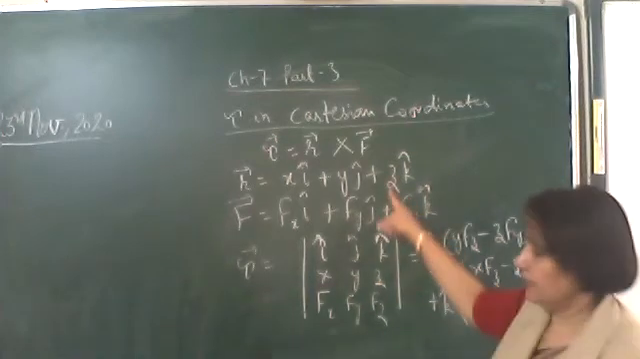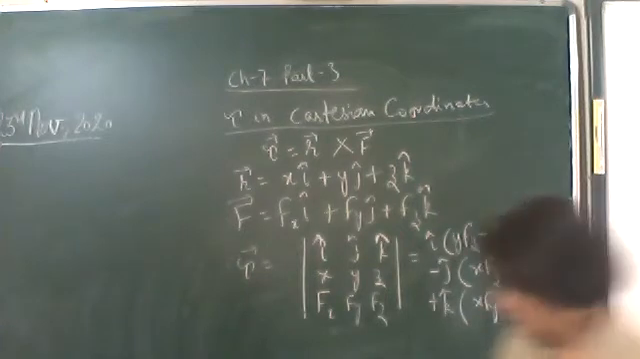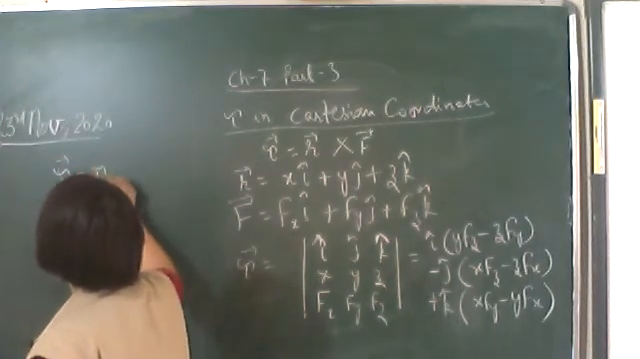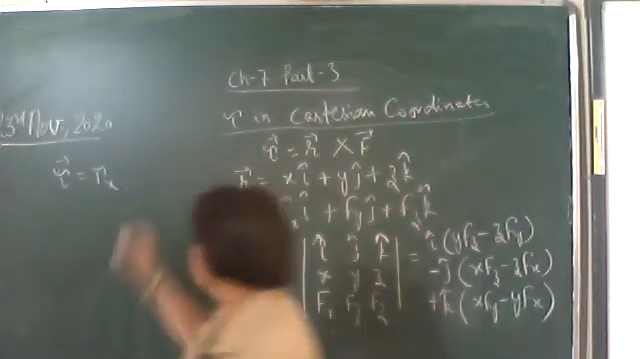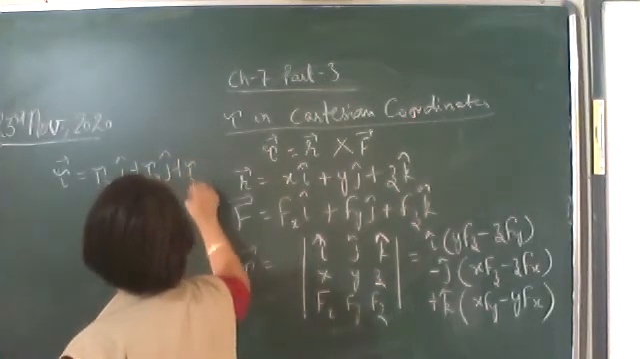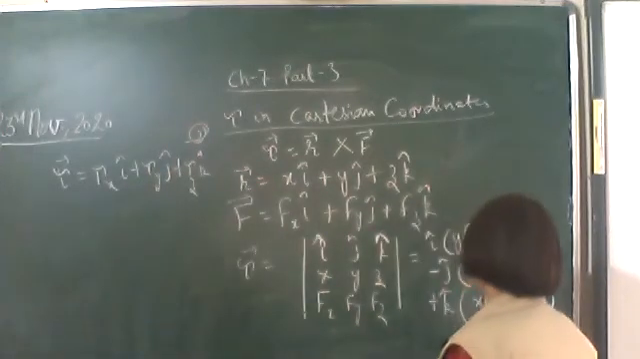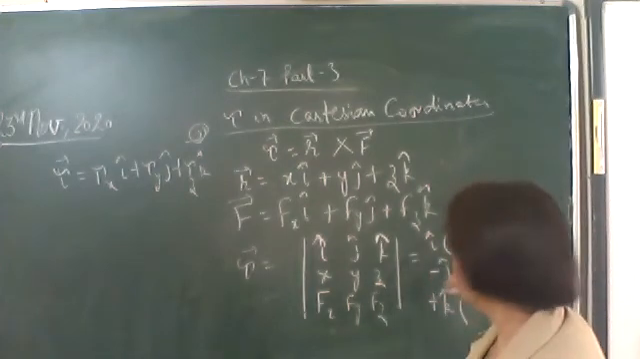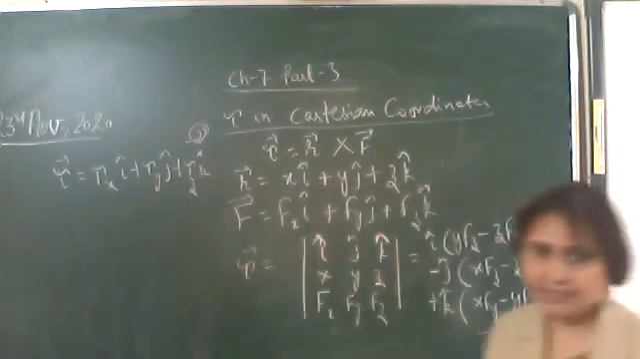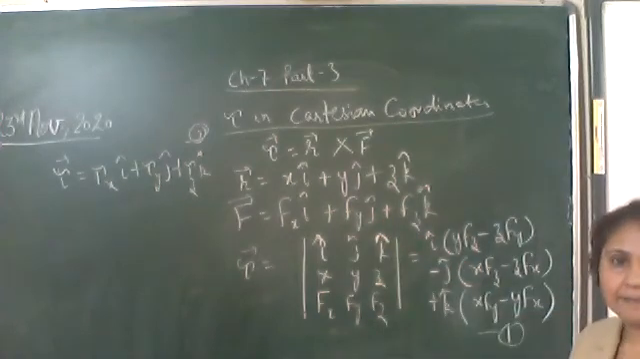As r and f are in space, tau will also have all three components. So tau vector can be written as some component of tau along x axis, tau x into i cap, tau y into j cap plus tau z into k cap. This is equation number 2. This is equation number 1. Comparing 1 and 2, you will get the components of tau along x, y and z axis. So what do you get?